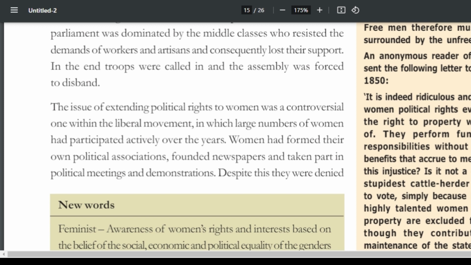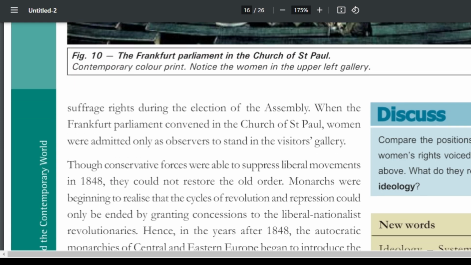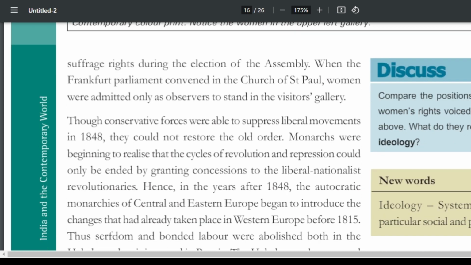The issue of extending social rights to women was a controversial one within the liberal movement, in which a large number of women had participated actively over the years. Women had formed their own political associations, founded newspapers, and taken part in political meetings and demonstrations. Despite this, they were denied suffrage rights during the election of the assembly. When the Frankfurt Parliament convened in the Church of St. Paul, women were admitted only as observers to stand in the visitors' gallery.